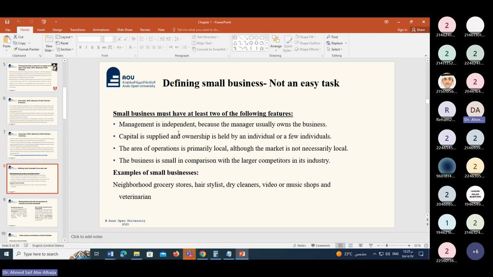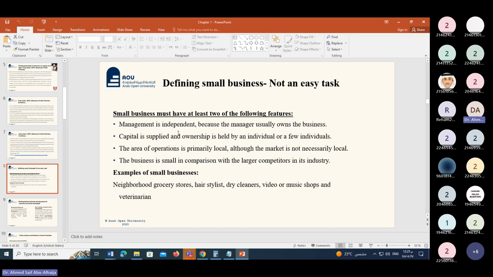And you can use your website. You can use social media, Facebook or whatever, YouTube, okay? And you can promote your products and maybe people can buy them. So the market can be local and global, okay? This is right. And what about the examples?